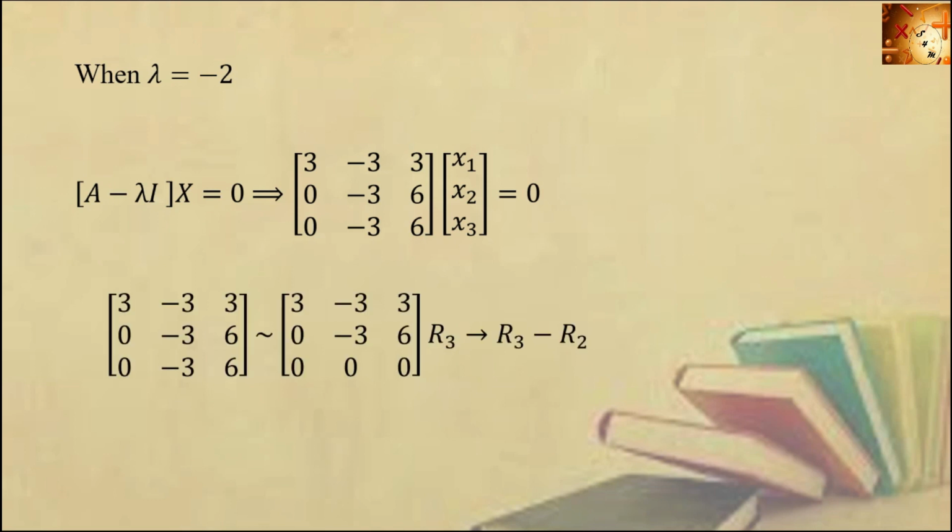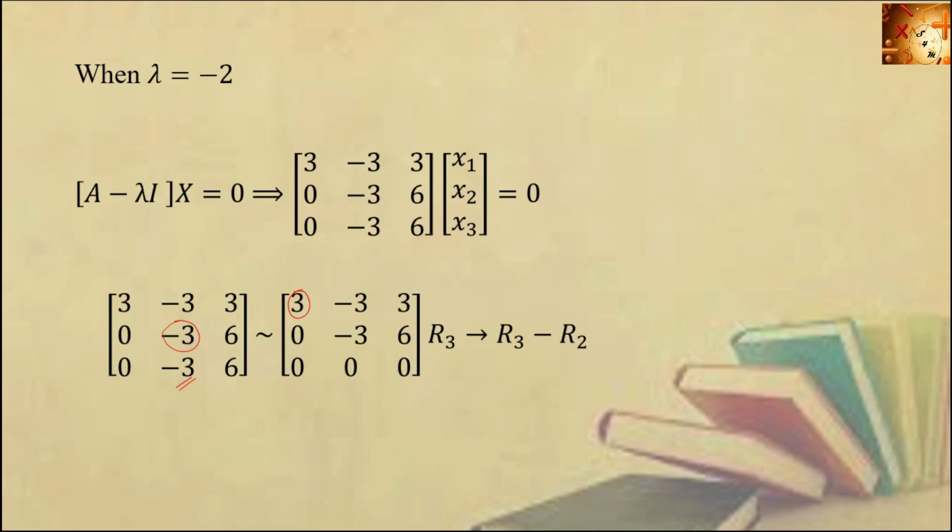Here, R3 changes to R3 minus R2 because here the first non-zero element is 3. Below elements are 0. So moving to the second row, first non-zero element is -3. So we want to make this -3 as 0. For that, the transformation R3 changes to R3 minus R2. So this will be an upper triangular matrix.